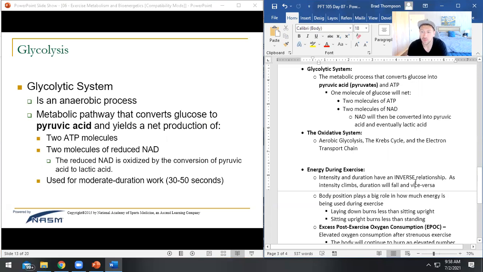But that pyruvic acid is converted into lactic acid. And lactic acid gets turned into acetyl-CoA. Acetyl-CoA starts the Krebs cycle. Again, it's a lot of, we make this, we get a byproduct, and that byproduct starts the next system.